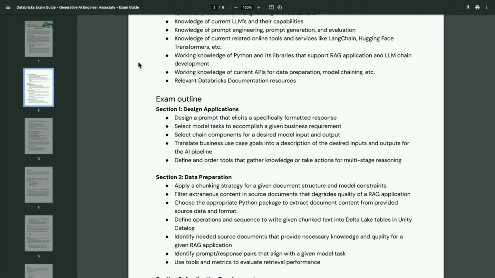So I would use this as a checklist. I would go over and ask myself, can I apply a chunking strategy under data prep for a given document structure and model constraints? Well, wait a minute. What is Databricks, how do they think about that? Let me look up chunking and let me see some of their documentation. Let me go to my preparation materials in the courseware and let me try and reverse engineer that, all right?